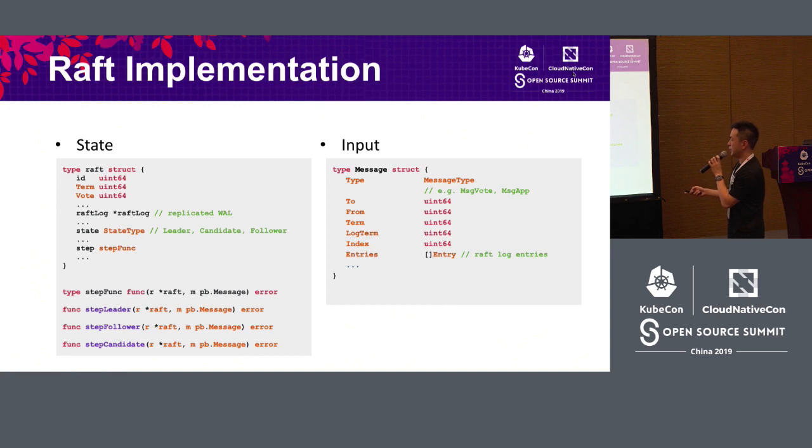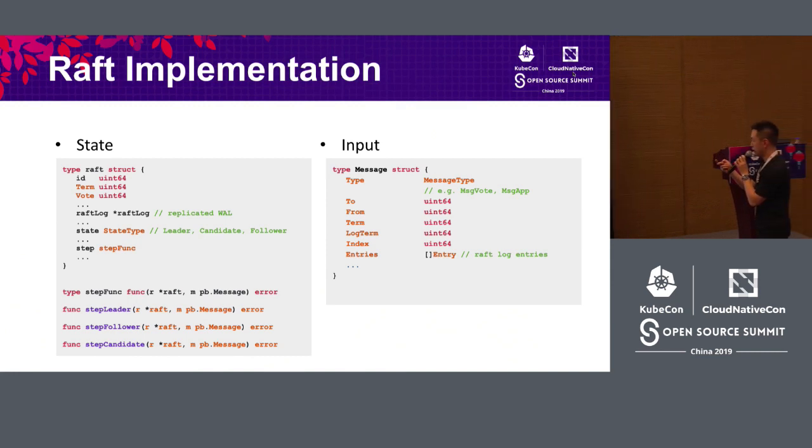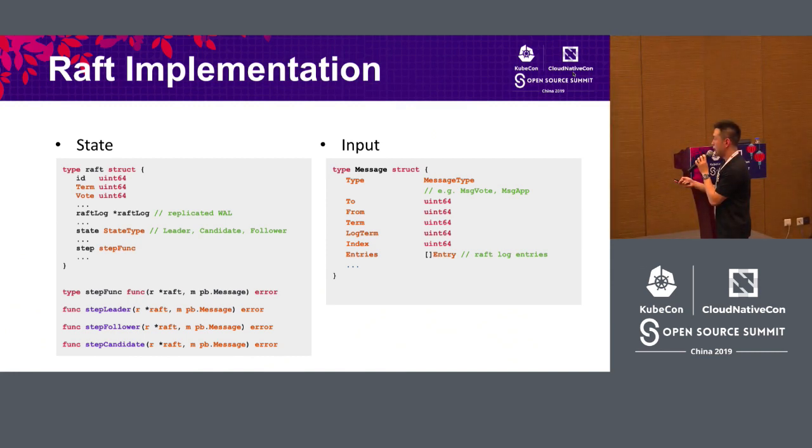This is an interesting function. It's called the step function. It has different implementations. Depending on whether you are a leader, it's going to be a step leader function. If you're a follower, it's a step follower function, et cetera. Now, what's the input to the Raft state machine? It is a message. What is a message? First, it has a type.